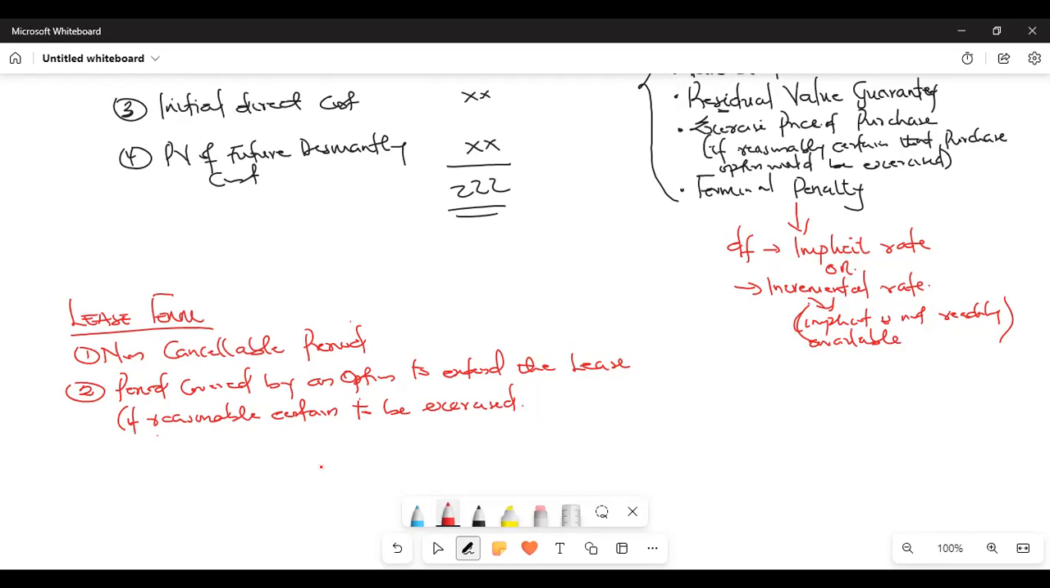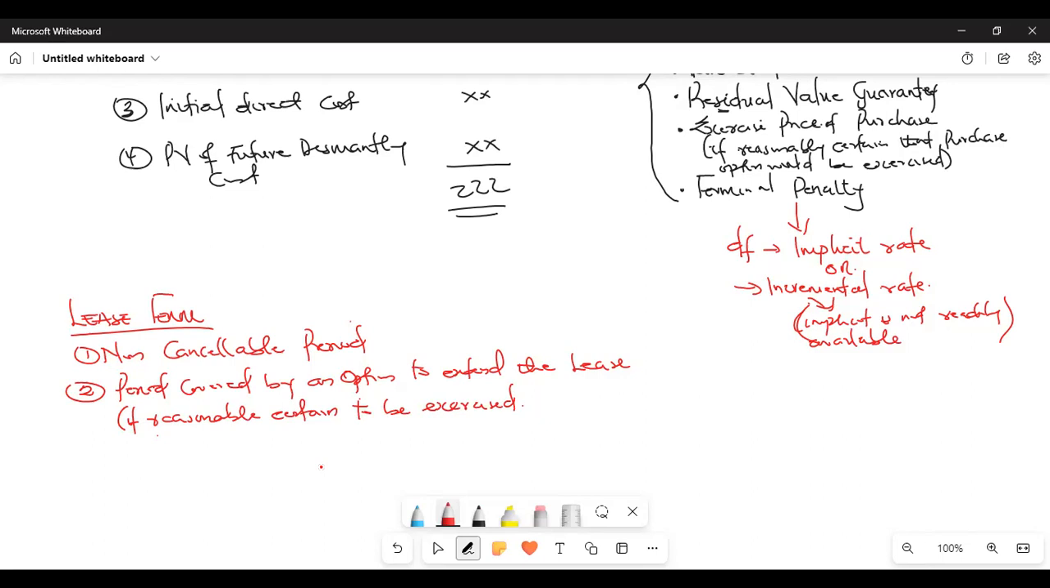So please take note of this. So number one is what? The non-cancelable period. Number two is the extra period you may have to exercise. So that is that. Take note of that.